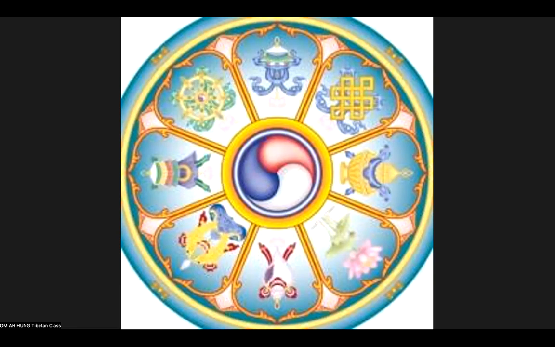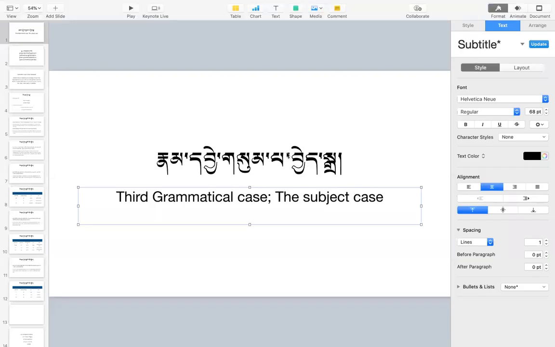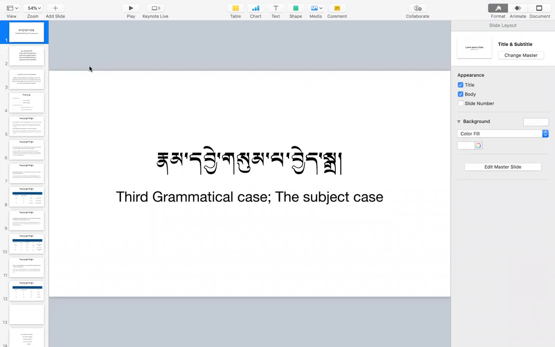Let me share the screen. Okay, so I hope everyone is able to see this. Namya Sumbachera, third grammatical case, the subject case, and today we're going to discuss the usage case. So we're going to discuss three usage cases, or rather, one usage case with three variations.